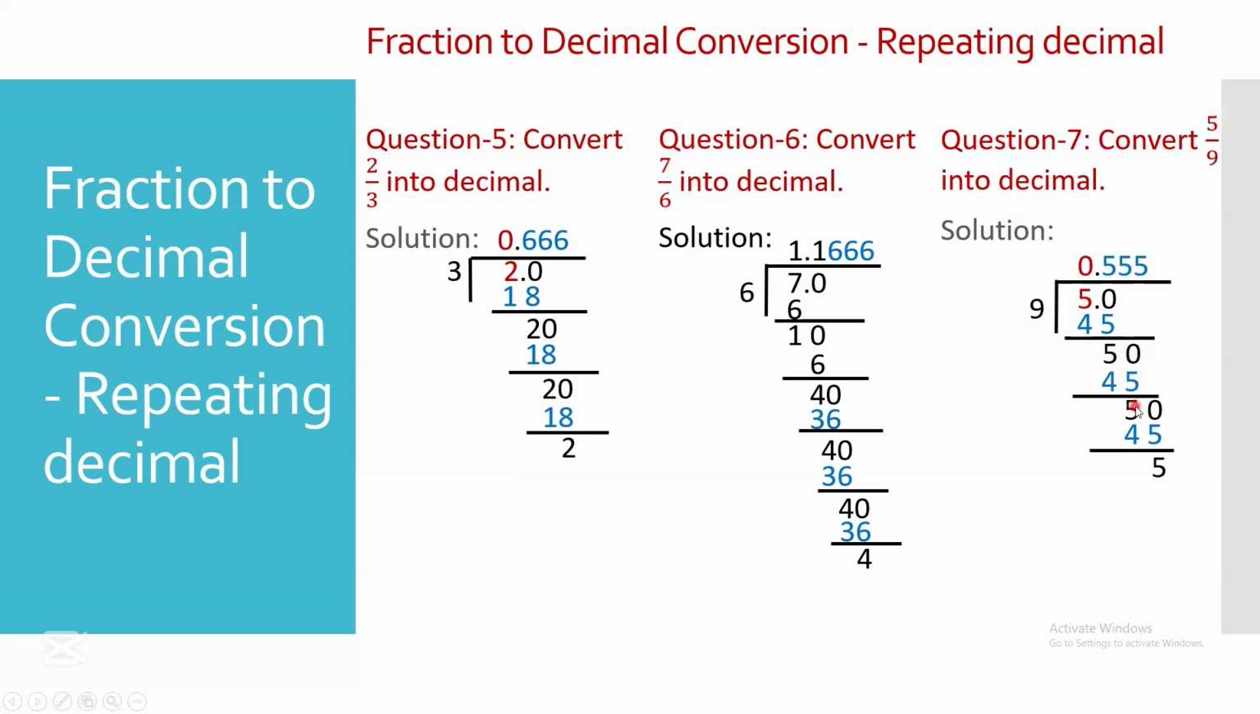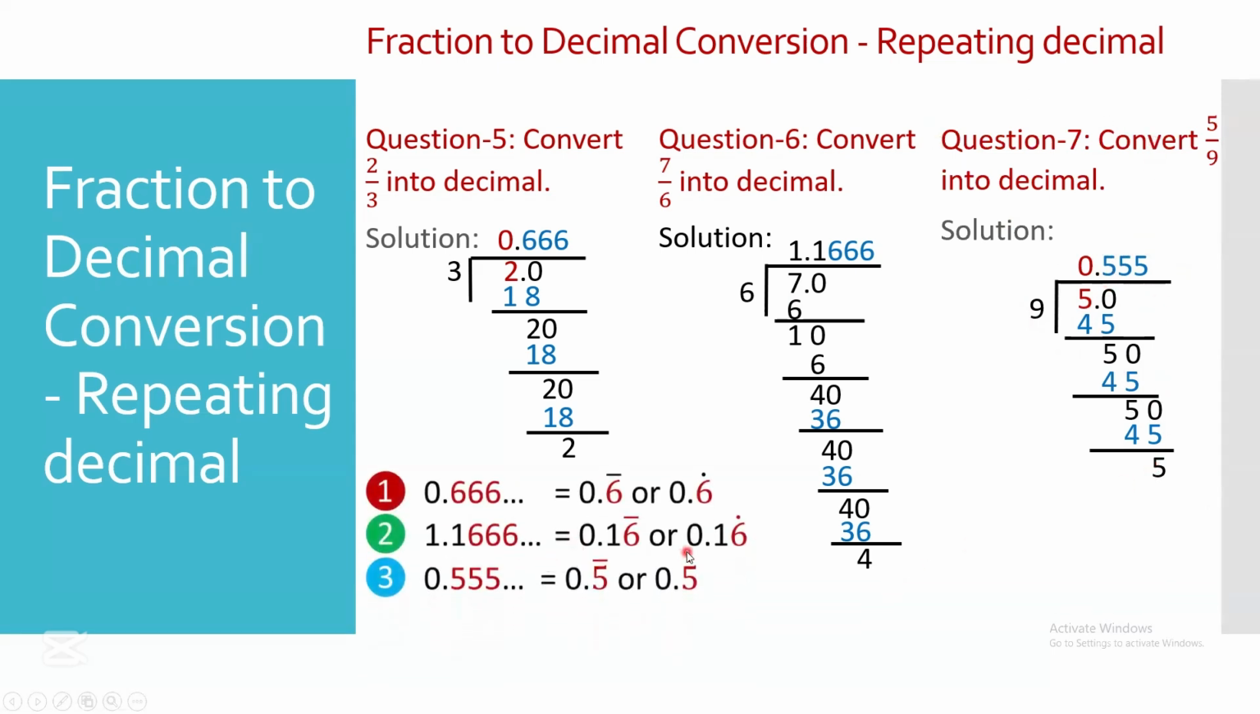5 9s are 45, again we'll get 5 down and get a 0 free and it becomes 50. Again, same result, 5 9s are 45. So if you continue, you'll get only 5, 5, 5. So this 5 repeats every time, isn't it? So this is called a repeating decimal.